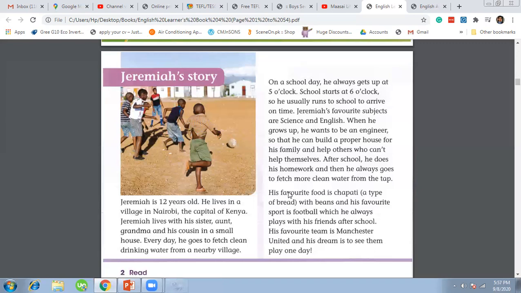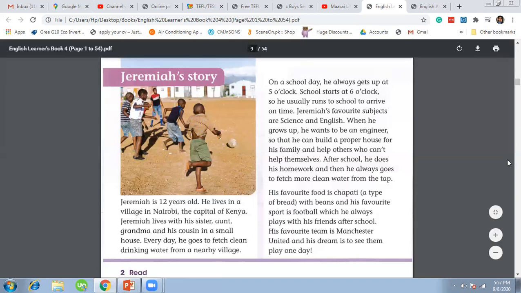So after school, he does his homework, and then he always goes to fetch more clean water from the tap, as you saw in the video as well, right? So his favorite food is chapati. It's a type of bread, and his favorite sport is football. He always plays with his friends after school. His favorite team is Manchester United, and his dream is to see them play one day.